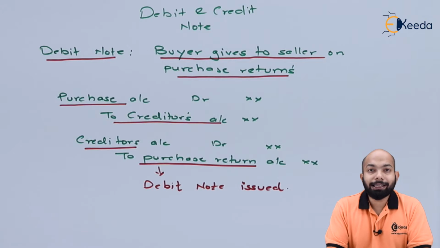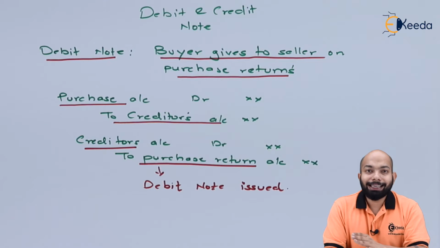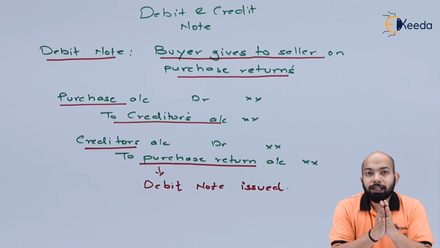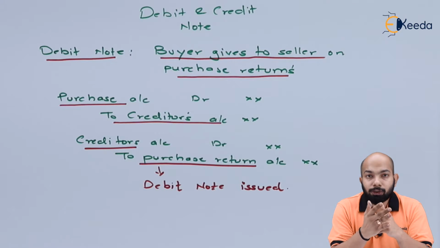So let's go on to the next entry and understand whether a debit note is prepared there or not. The next entry will be creditor's account debit to purchase returns account. When we talk about purchase account being credited, that means that much amount of purchases have been reduced and we are not supposed to pay that much amount as part of the payment, because those are defective goods that are being sent back to the seller.